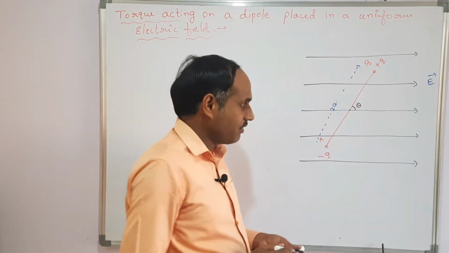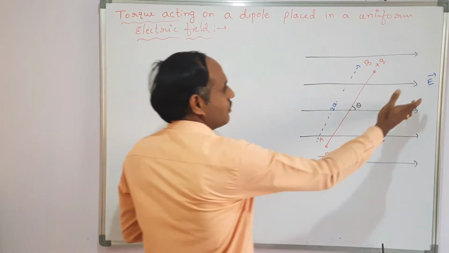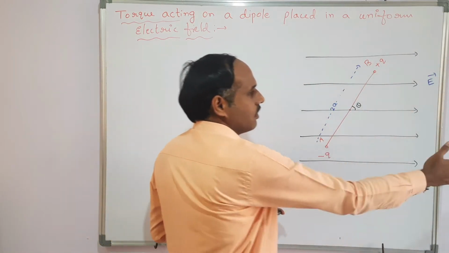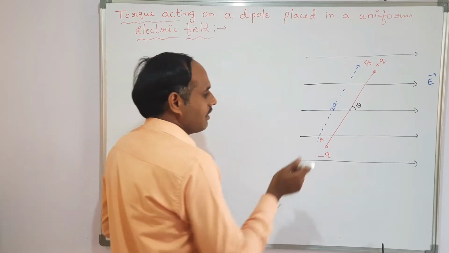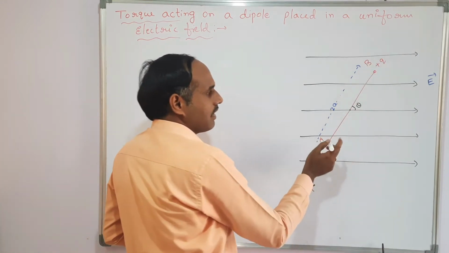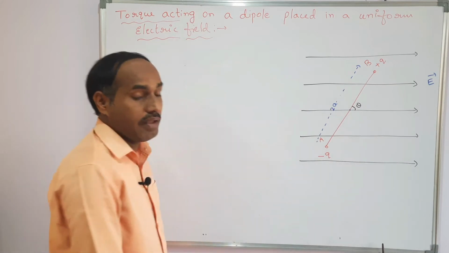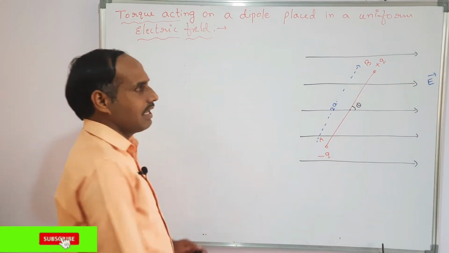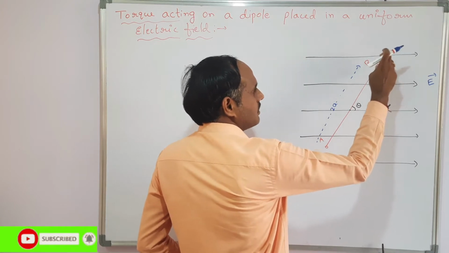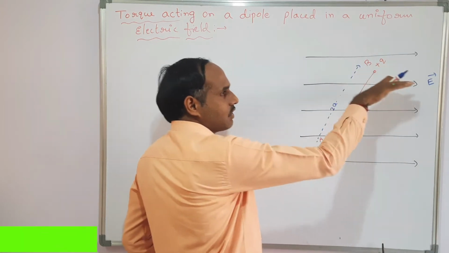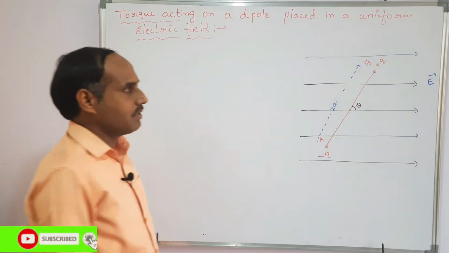In different cases. For this, I am applying a uniform electric field in the plane of the board, horizontally towards the right. In this I am taking a dipole of negative and positive charge, A and B, separated by a distance of 2a. Because of this, the individual charge plus q will experience a force in the direction of the electric field, from the basic property of charge.